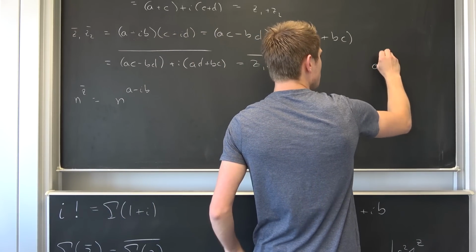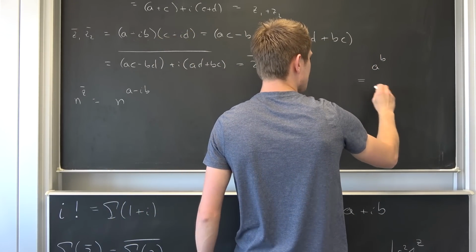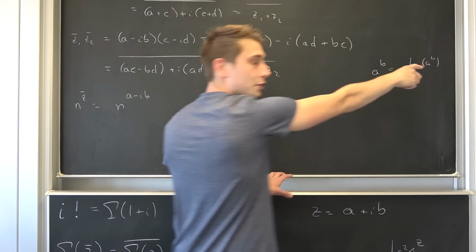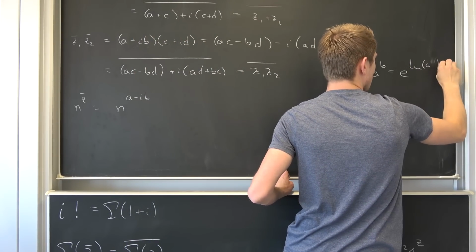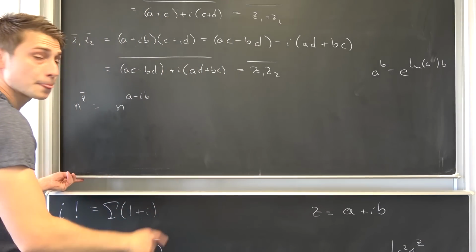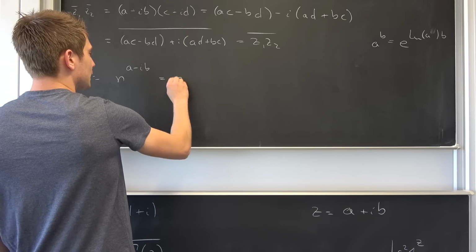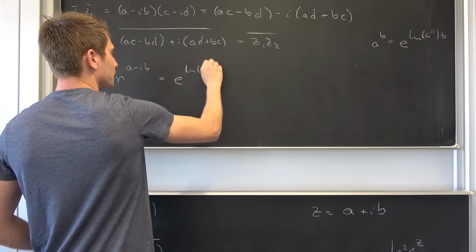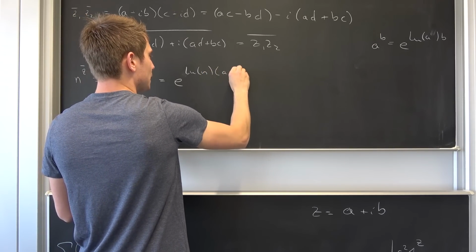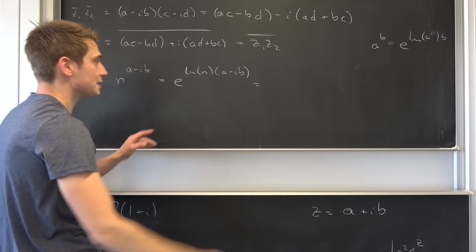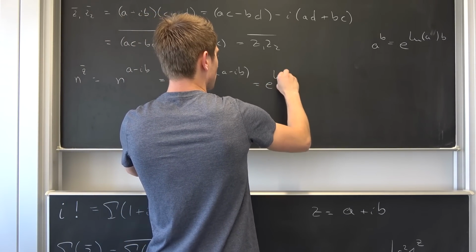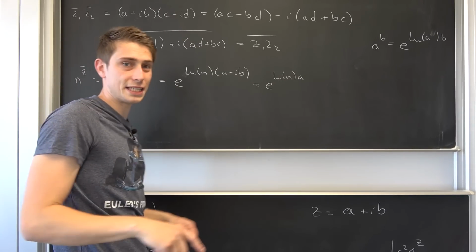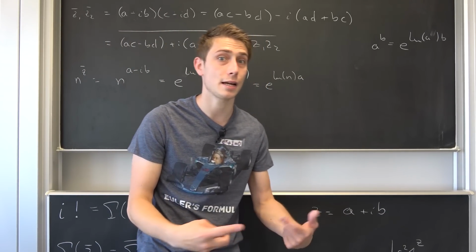If we have a to the b power, this thing right here is actually the same as e to the natural log of a to the b power, and then you can bring the b to the front using the natural log properties, and you are going to end up with this right here. Meaning, we are going to be left with e to the natural log of n, I'm terribly sorry, times this chunk, a minus ib, leaving us in this case with e to the natural log of n times a times, okay, if you have e to the a plus b, that's e to the a times e to the b.